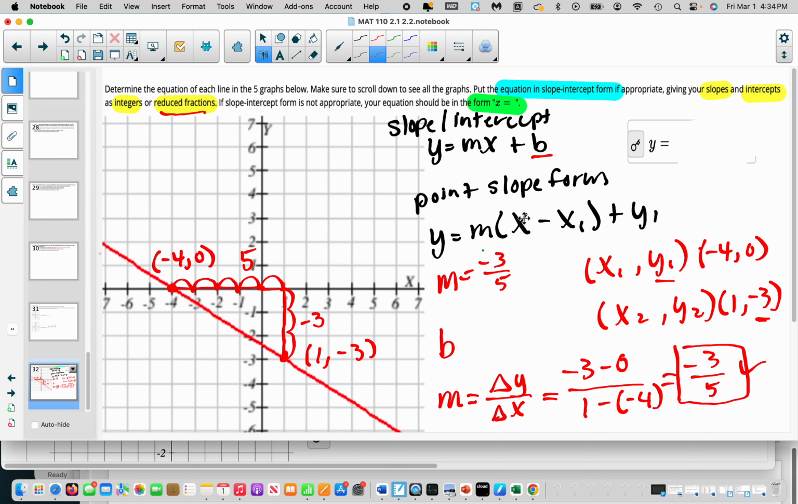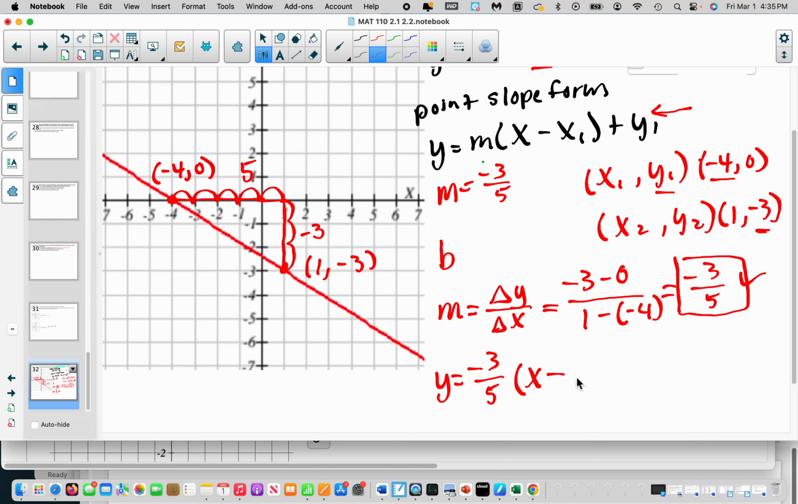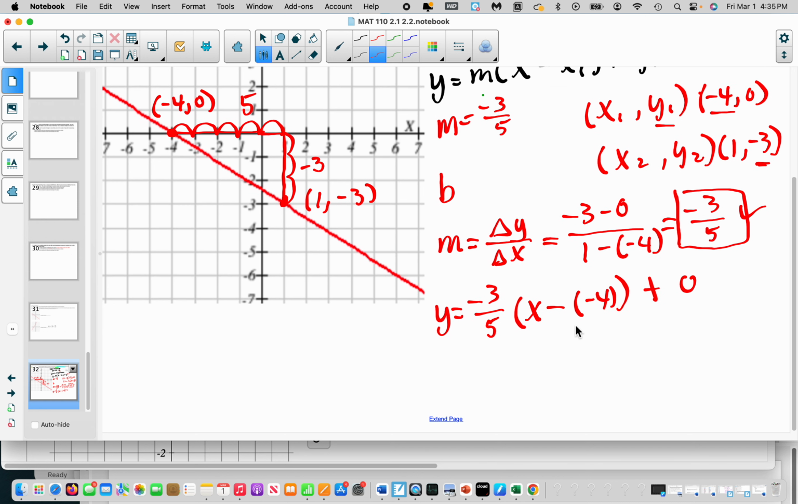Let's find y equals mx plus b, but let's use point-slope form. So I'm going to say y equals m, which is -3/5, times x minus x1. What's x1? It's right here, -4. Plus y1, which is 0. All right, let's simplify this. y equals -3/5 times x, and when I have a minus a negative number, it becomes a positive, plus 4.